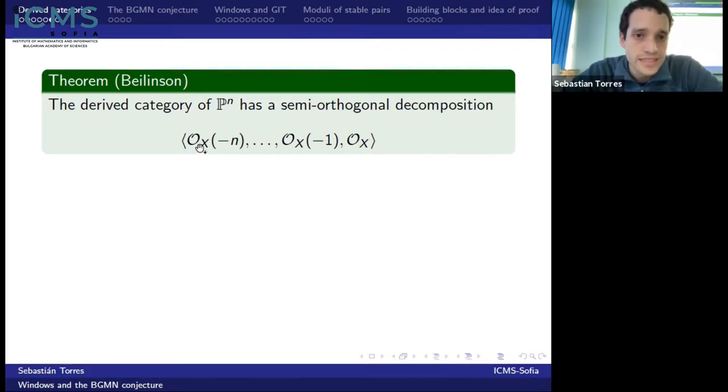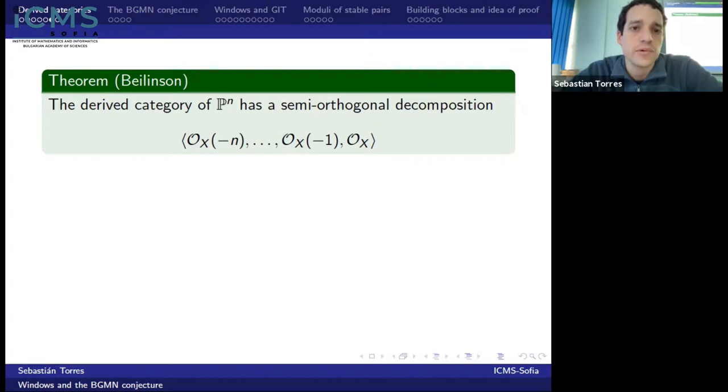So this, I guess, is the simplest semi-orthogonal decomposition you could have, where each of these subcategories is generated by a vector bundle, by a line bundle actually, and indeed, if you think about it, the triangulated subcategory generated by a line bundle is like the derived category of a point. So really you have a basis. This is actually what is called an exceptional collection.